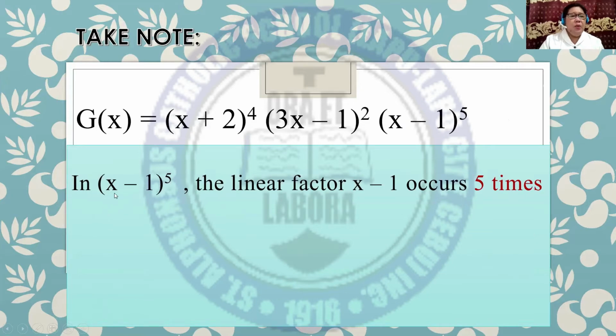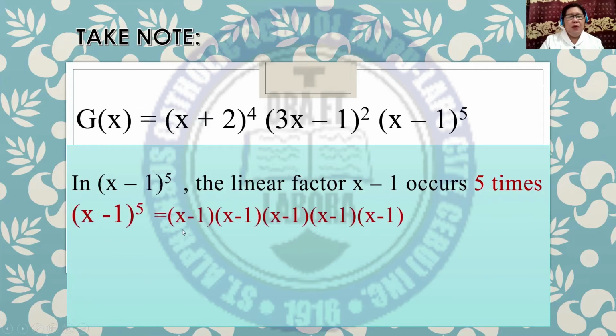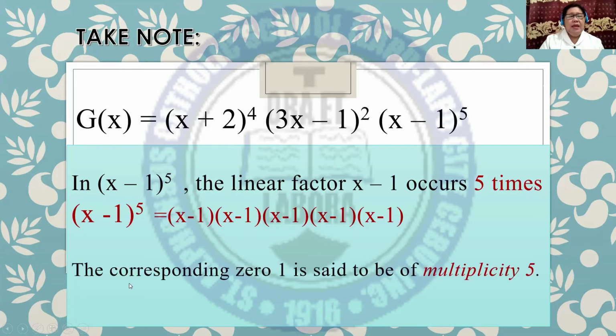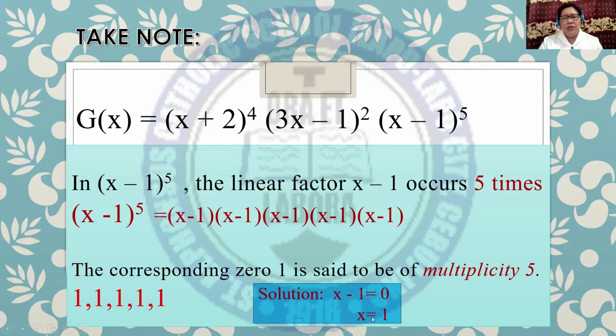And in the quantity x minus 1 raised to 5, the linear factor x minus 1 occurs 5 times. Or this can be written in this form. And the corresponding zero, 1, is said to be of multiplicity 5, wherein 1 appears 5 times. And to get the value of x, which is 1, all you have to do is to apply the zero product property, wherein you have to equate x minus 1 to 0. So solve for x, transpose -1, it is positive 1.